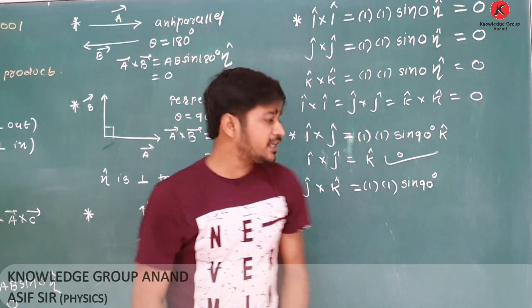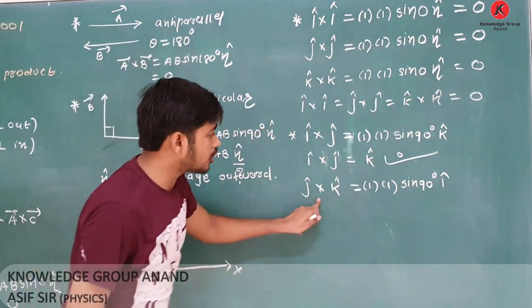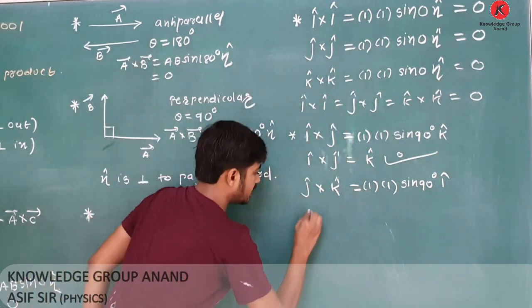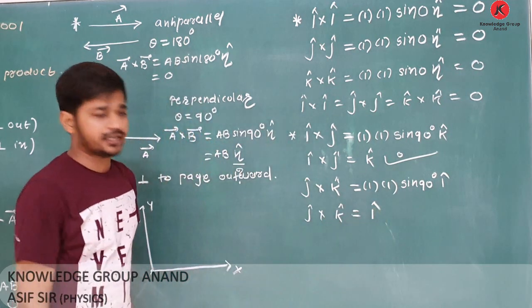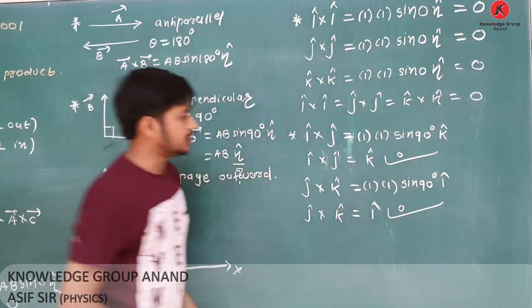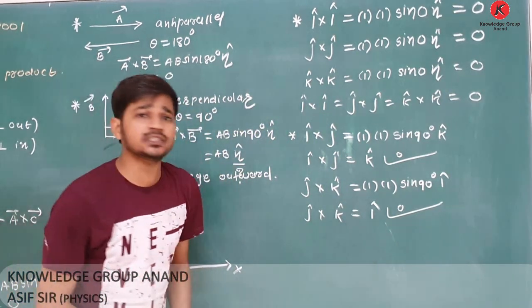And what is the unit vector in the direction of the x-axis? Yes, it is i caret. So j cross k is equal to i caret. So yes, it is the second equation. Clear about this? Now the third equation, the last one.